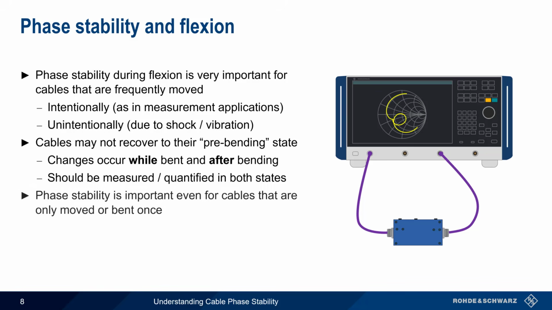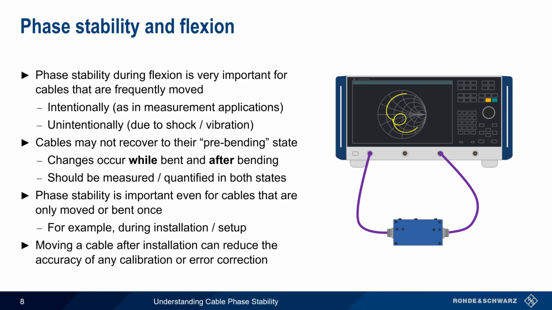Cable phase stability is also important in the case of cables that are moved or bent only once, for example during the installation or setup of a system. Any movement of a static or fixed cable has the potential of reducing the effects of any calibration or error correction that might have been applied during its installation.